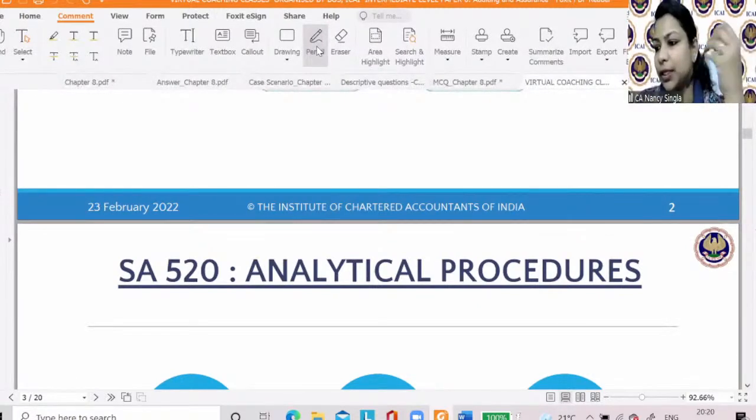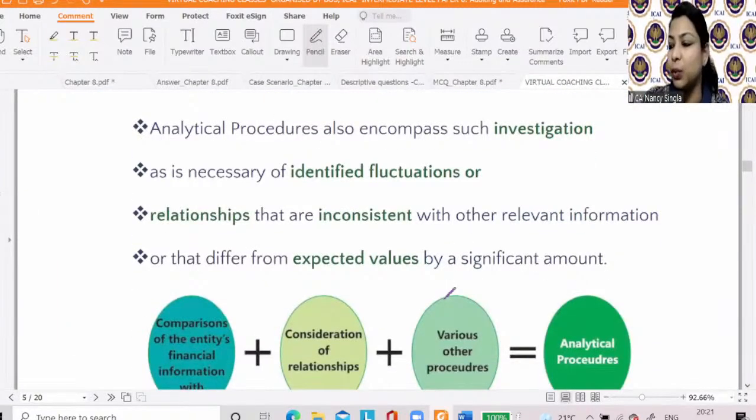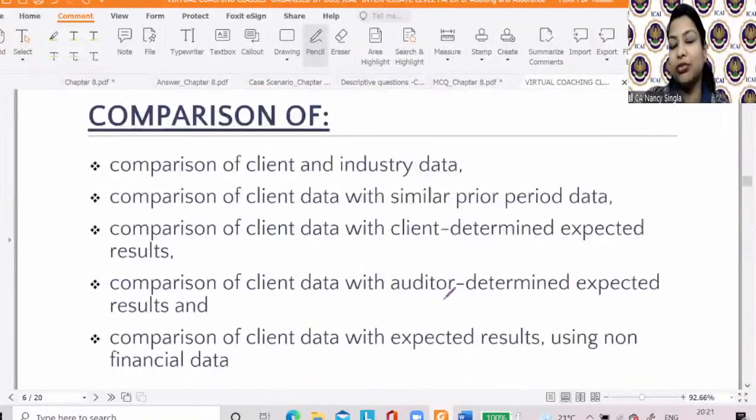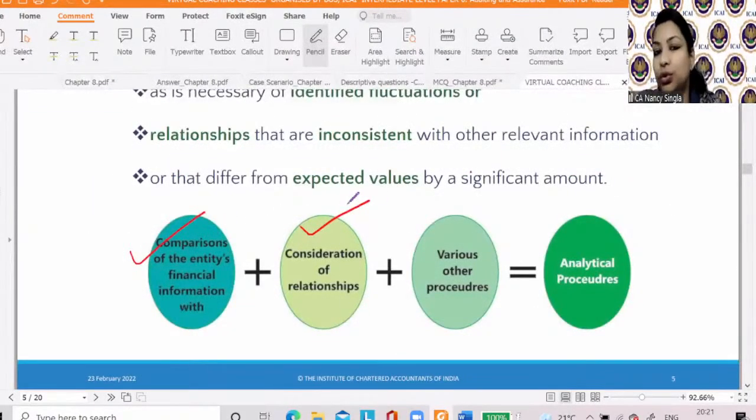Surbhi, your answer is absolutely correct. Okay? So let us quickly have a look at this also. So meaning of analytical procedures we have done, and I'm telling you again and again, please refer to this PPT only for revision purposes. But for understanding the concept, for learning the concept, please go to your ICAI module. So meaning is what? Evaluation of financial information through analysis of plausible relationship among both financial and non-financial data. Then we saw that it will include what? Investigation also. Comparison of what data can be done? Client industry. See, here I have not given this topic. So that is why I'm asking you to refer to the module when you need to learn or understand the concept. This is just, in brief, as to what this chapter is all about.